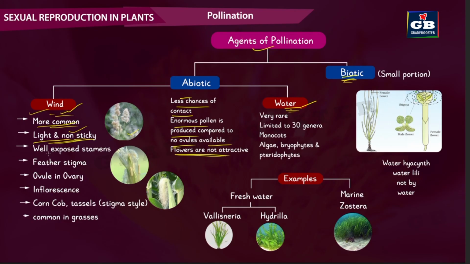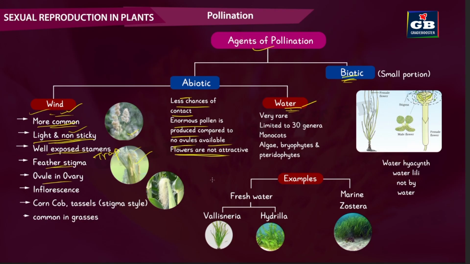And they have well exposed stamens. The flowers that undergo pollination by the wind will have well exposed stamens. So when the stamens are well exposed, the pollen can be easily carried away by the wind. And these flowers have another feature, that is the feathery stigma. Here we can see that the stigma is feathery. So many feather-like structures are present in the stigmas. Why do they have a feathery stigma? To catch the pollen, to trap the pollen.